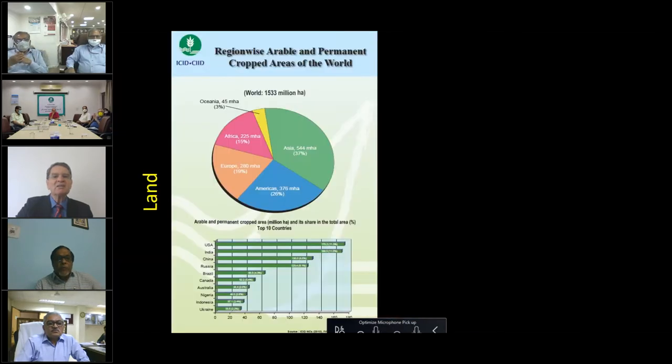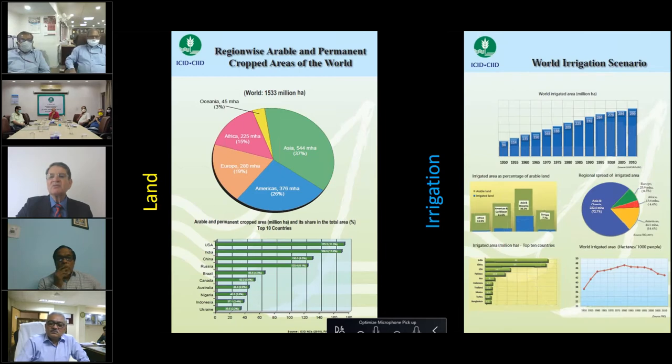If one looks at the region-wise arable and permanent crop areas of the world, ICID kept records of this statistics, and you will see in the world 1,533 million hectares are being cultivated. And in terms of irrigated agriculture, we are irrigating in the region of 300 million hectares. A slow growth from 1950, and today we are irrigating in the region of 300 million hectares.